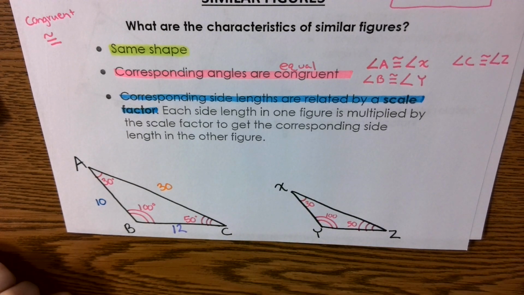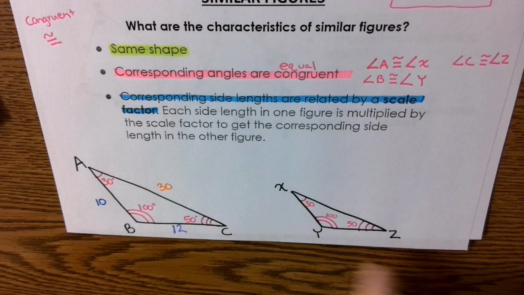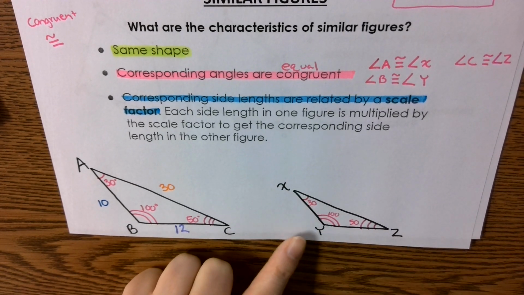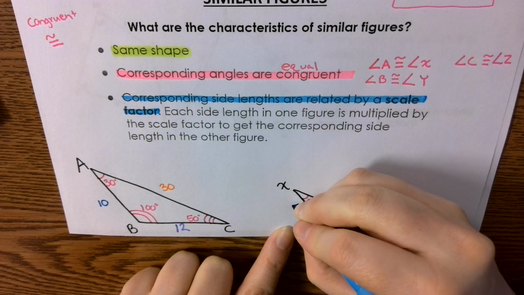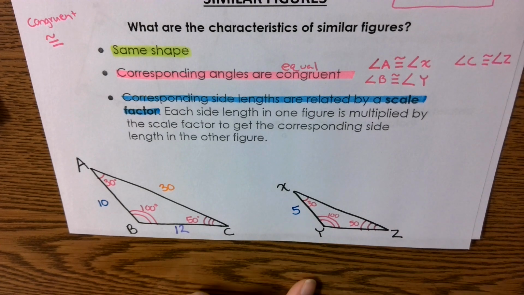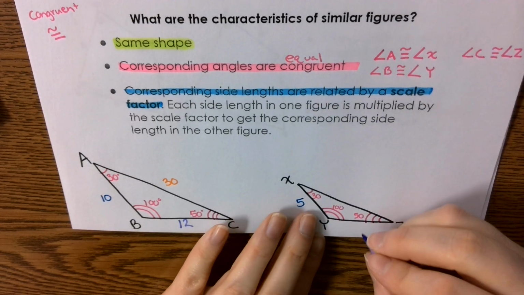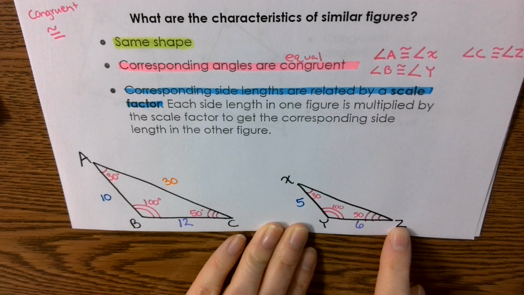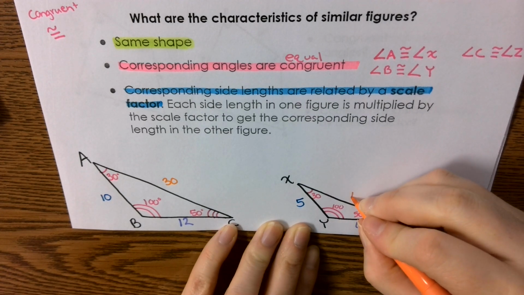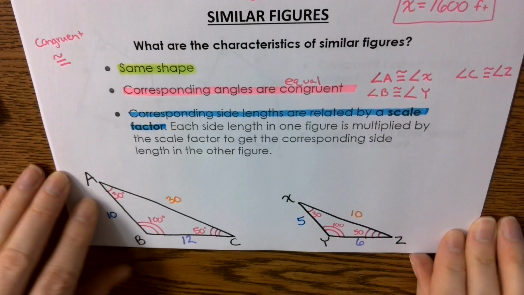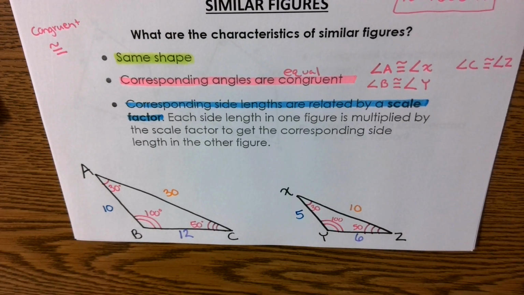Okay. Then I'm going to say that XY is going to be equal to 5. YZ, I'll say, is equal to 6. And then XZ is going to be equal to 10. Okay, now based off of that, I need to make sure that they are proportional to each other, that they do have a common scale factor.